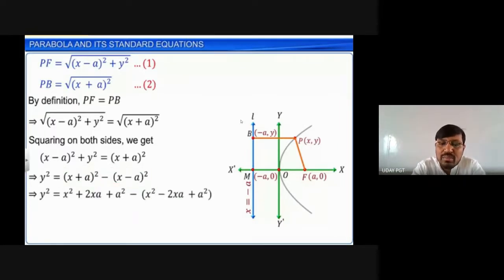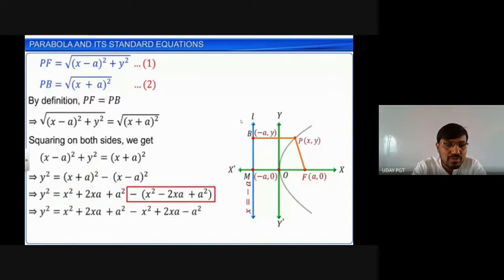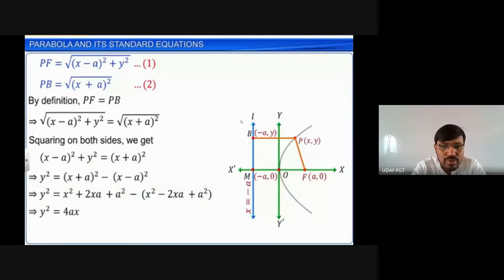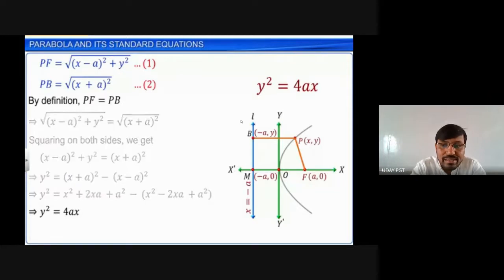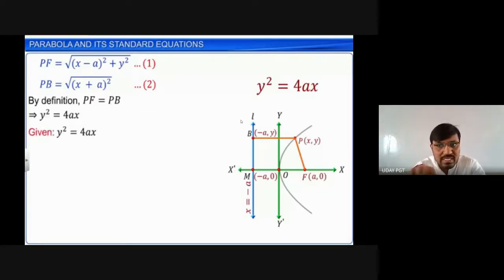Because (a plus b) whole squared minus (a minus b) whole squared equals 4ab, you can use it directly, or expand individually to get y squared equals 4ax. So the equation of the parabola which opens towards the right, with focus on the x-axis at a comma 0 and directrix x equals minus a, is y squared equals 4ax. Do remember that.